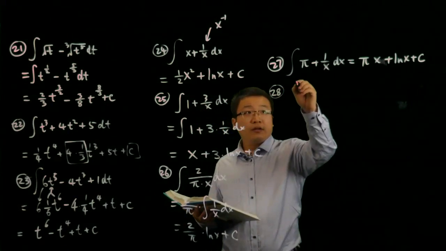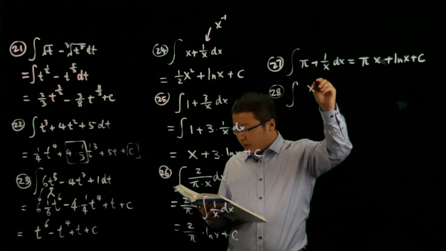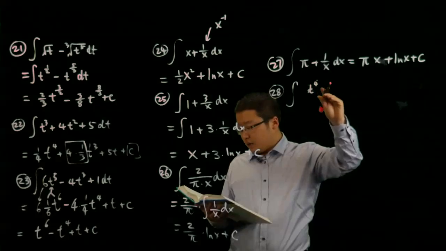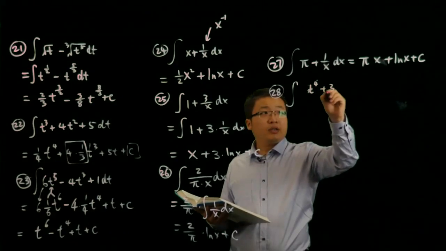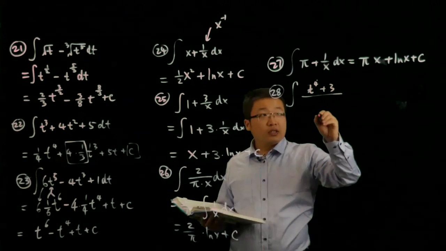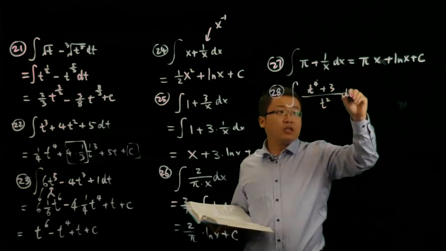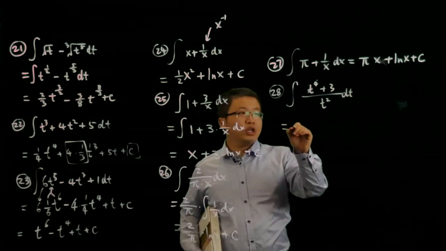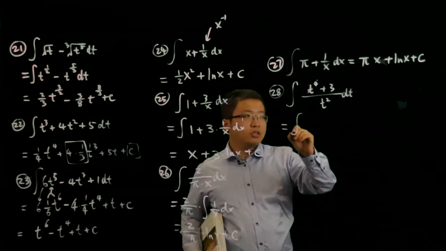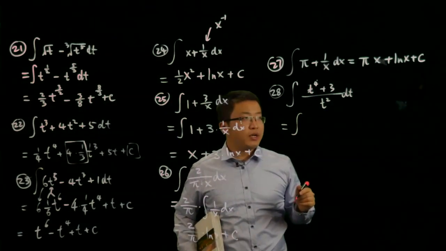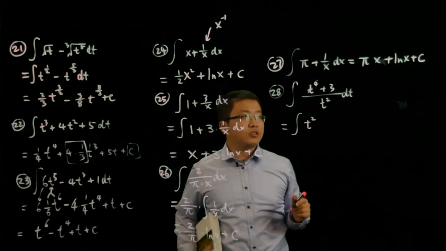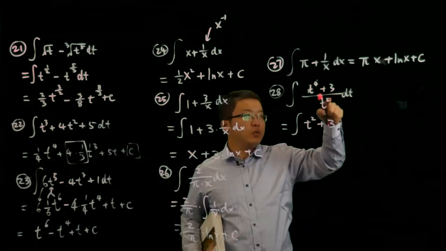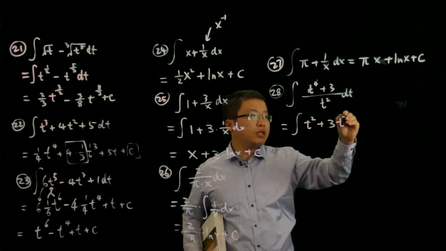Now 28. 28 is the integral of, they're using t here, t to the power of 4 plus 3 over t squared dt. The way to do this, you could just separate all these such that t to the 4th divided by t squared is really just t squared. Plus 3 over t squared, which is 3 times t to the negative 2, dt.